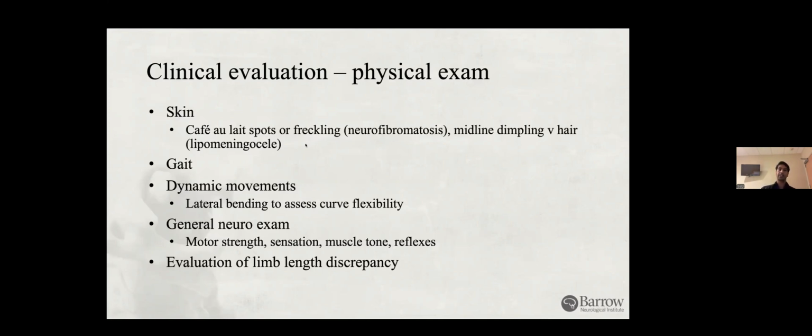Physical exam is very important. This also clues us into possible syndromes: if there are cafe au lait spots, freckling, midline dimpling. We like to evaluate gait. Like I mentioned with the X-rays, there's lateral bending to see if the curves are flexible, and of course a general exam: motor strength, sensation, tone, reflexes, bowel and bladder. An important one is also taking a look at limb length discrepancy. The spine is an organ to be looked at as a whole. It needs to be evaluated with the entire skeletal system in mind. It's connected to the hip, it's connected to the limbs, and a limb length discrepancy can be the reason for a spinal deformity as well.